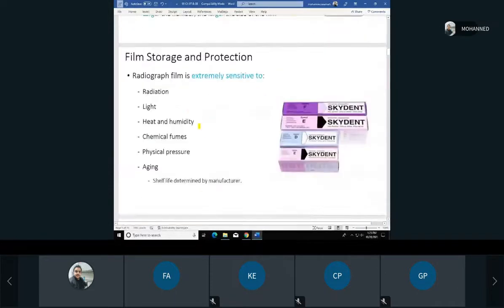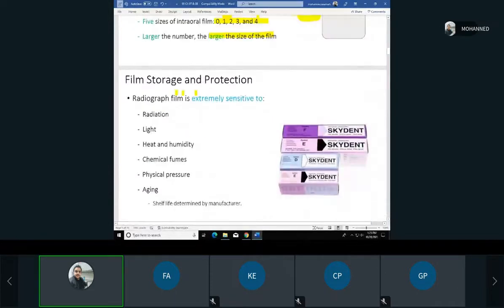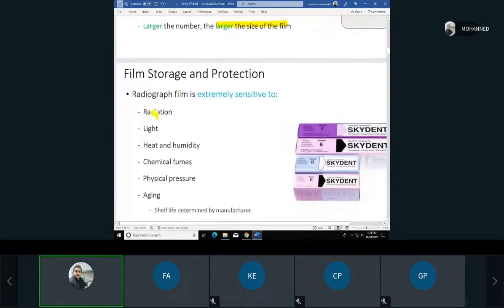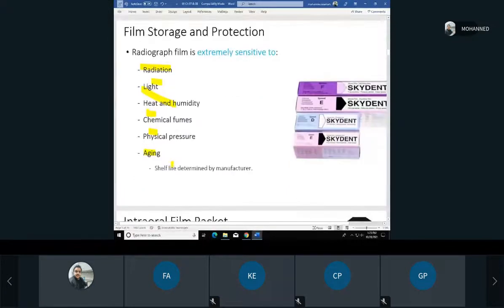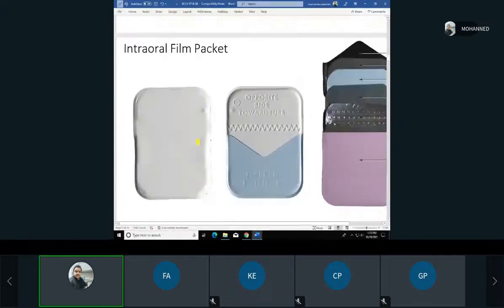No. Film storage and protection. I thought this should be at the end, but anyway. Film is sensitive to radiation. Right. I don't need to read that for you.